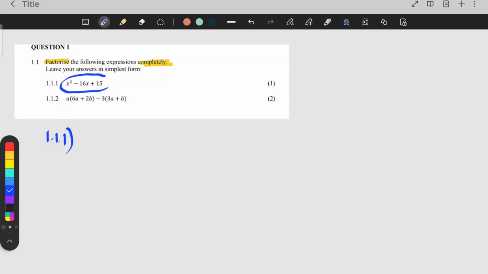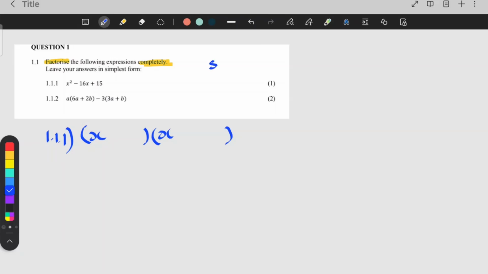So if you have to factorize this, the first question you ask is, is there a highest common factor? There's nothing that goes into that and into that. Okay? And because it's three terms, it's a trinomial. So a trinomial has two brackets. x and x will give me x squared. So what times what is 15, that if you add them, it must give you 16?